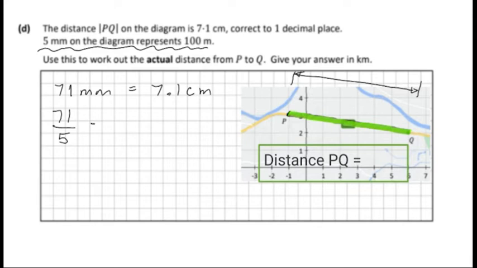Okay, and then we can multiply by 100, because 5 millimeters represents 100 meters. So let's see how many 5s we have. And we will get 14.2. Okay, 5 millimeters, so each of those is actually 100 meters. So 14.2 multiplied by 100 is equal to the actual distance.